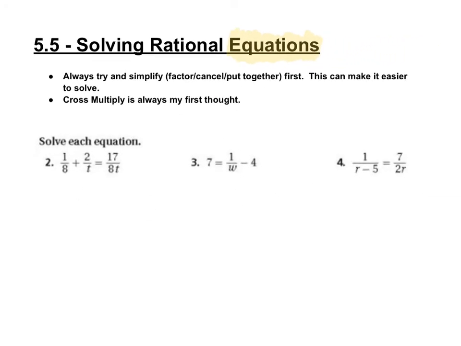Always try and simplify, which means factor, cancel, put together first. This can make it easier to solve. Trust me, that will be a great first step. Second thing to always think about, cross multiply. Cross multiply usually gets us set up to be able to solve like normal.